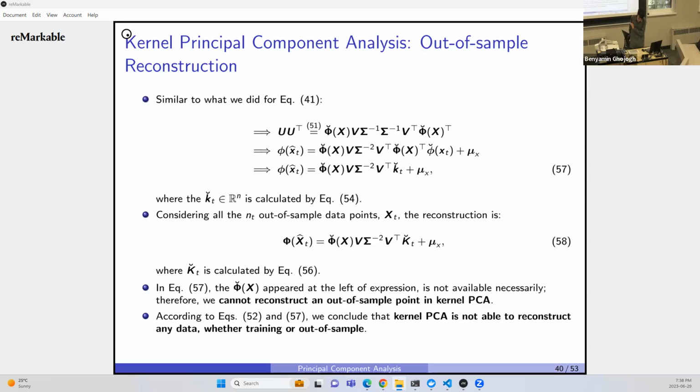Similar to what we had before, we have UU transpose. Why am I having UU transpose? Because in reconstruction, I have UU transpose X. Here we will have UU transpose phi of X, phi hat. This U was according to equation 51, and we also have its transpose. Sigma inverse becomes sigma inverse squared, as we did in dual PCA. I have plus mu X, adding back the mean.